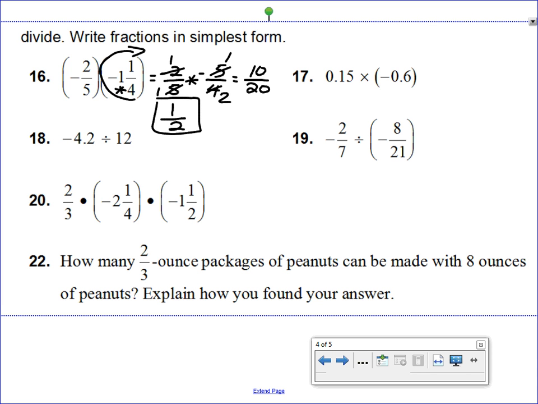For number 17, tough one to estimate, right? I mean, everybody should know that we are not going to get a whole number, right? So when I do these, I actually just go 15 times 6, and I'll figure out the decimal points later. Okay? 15 times 6 should give me 90. Now, the rule is on this one, because it's really hard to estimate, we have to count the number of numbers behind the decimal point and then adjust our answer by those.